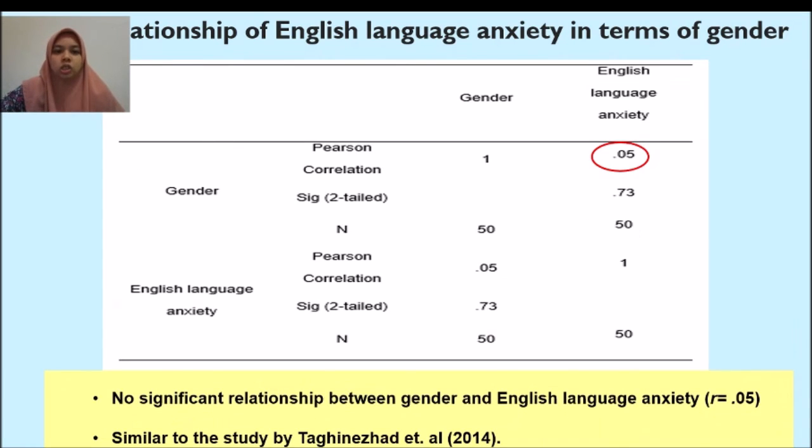The fourth one is the relationship of English language anxiety in terms of gender. The Pearson correlation value is 0.05, which is lower than 0.5. Therefore, there is no significant relationship between gender and anxiety, and this study is similar to the study by Teginizat et al.